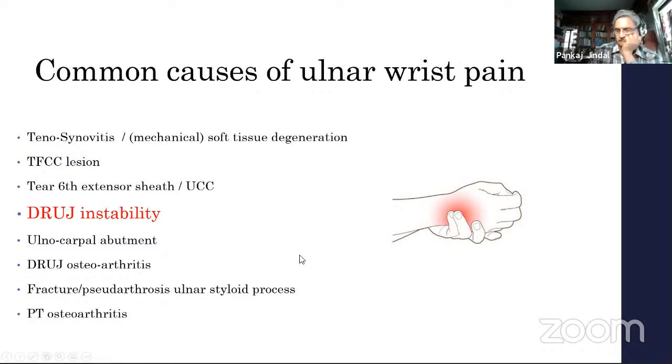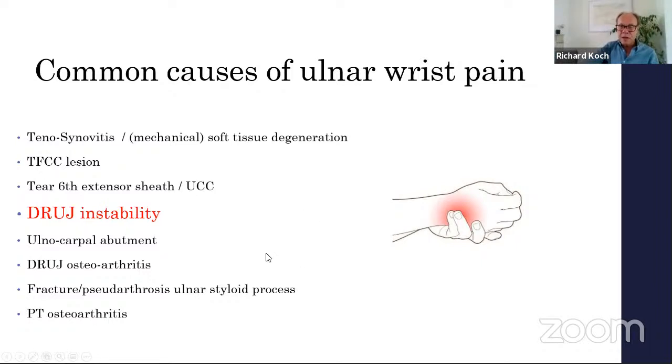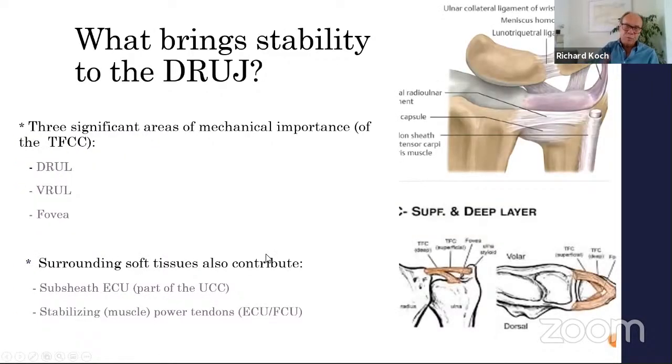So there are some diagnoses related to ulnar wrist pain, and these diagnoses you have to try to put into anatomy to understand them and to treat them. Now, for stability, of course, there are so many structures that have some meaning in stabilizing the distal radioulnar joint. I agree completely.